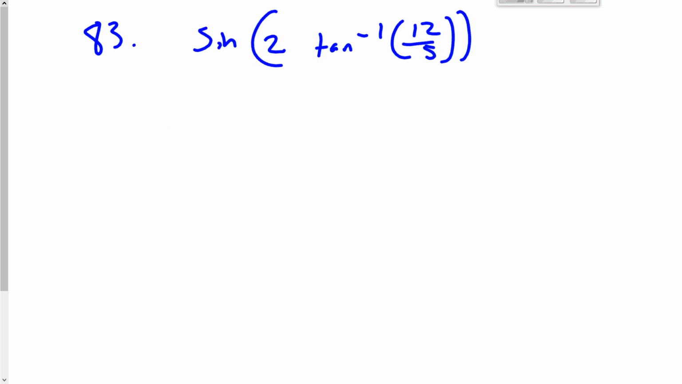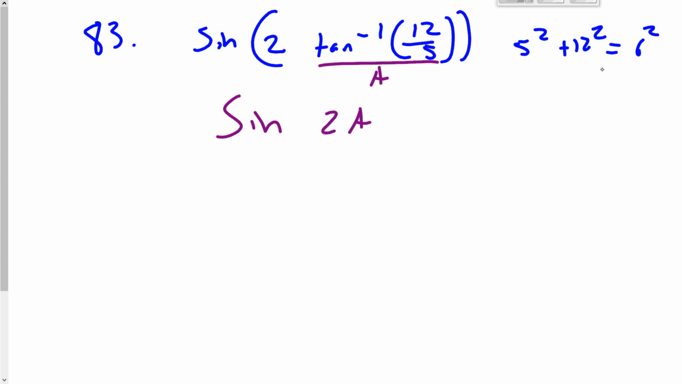Okay, so here we have sine of 2 times the tan inverse of 12 fifths. Remember, this is just an angle, so we're really finding the double angle of sine. We can go ahead and find this angle. Tangent is opposite over adjacent, right? So that's 5 squared plus 12 squared equals r squared. So that's 169, right? Because it's a 5, 12, 13 triangle. So 169, square root that, so it's 13.